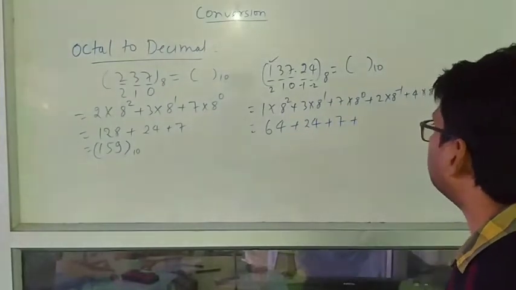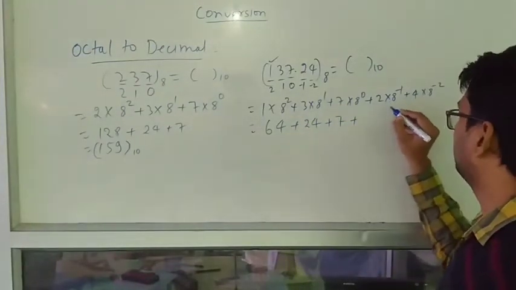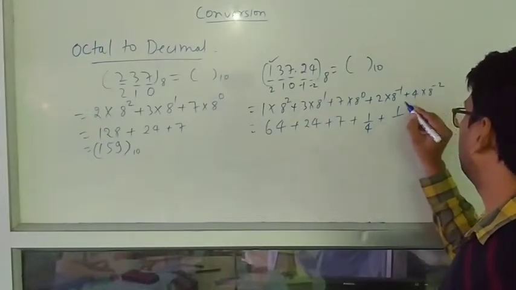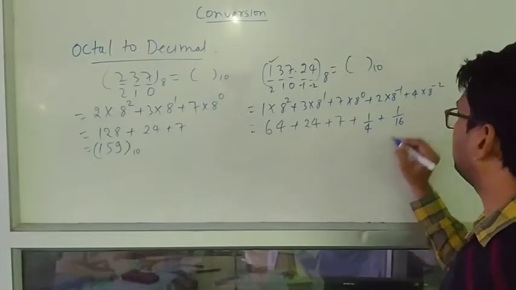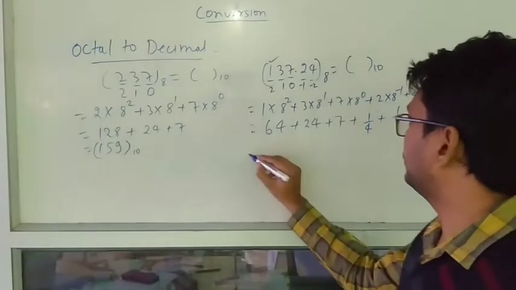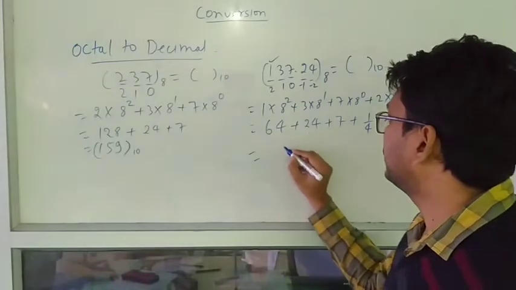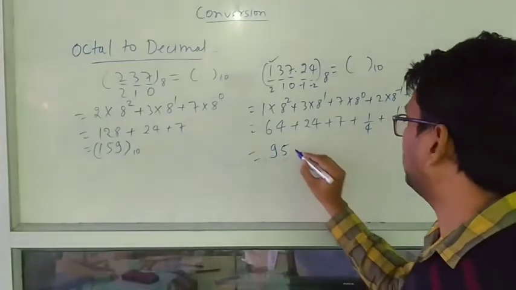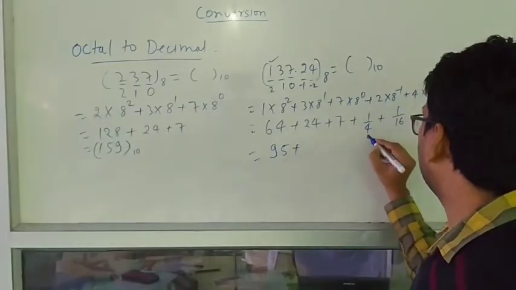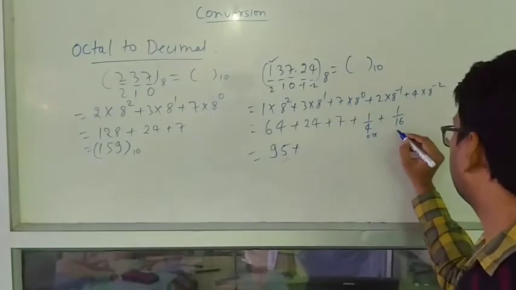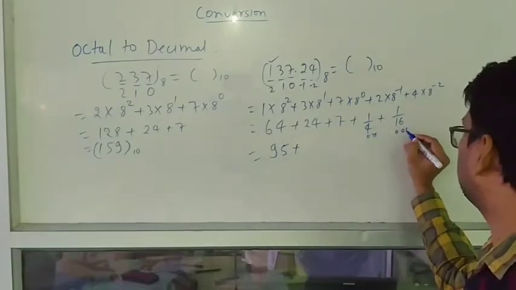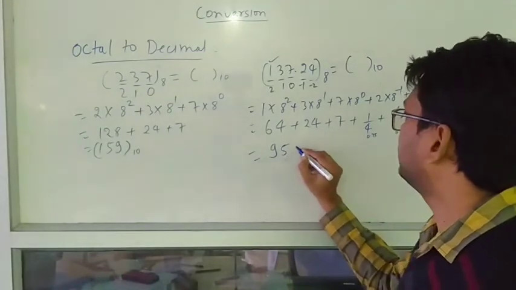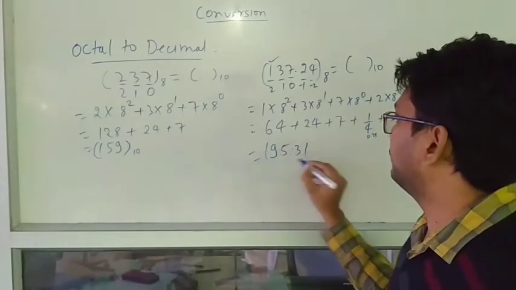plus this value is 1 by 4 and this value is 1 by 16. So this value is 95, and here it is plus 0.25 and this value is 0.06 near about, so it will be 95.31 around.